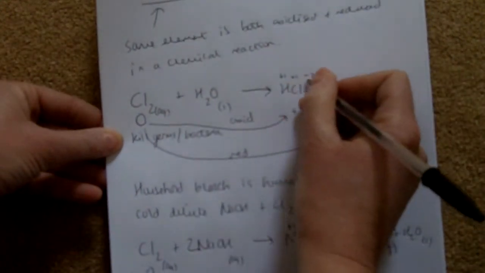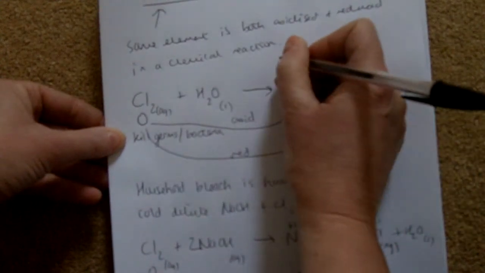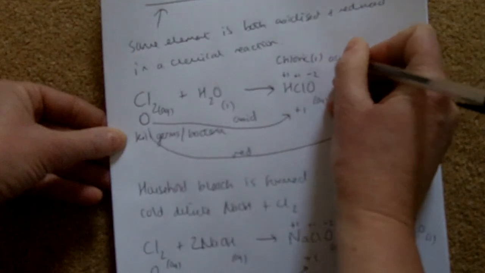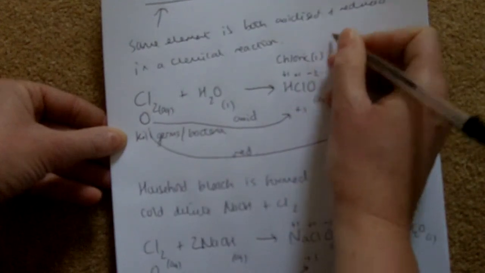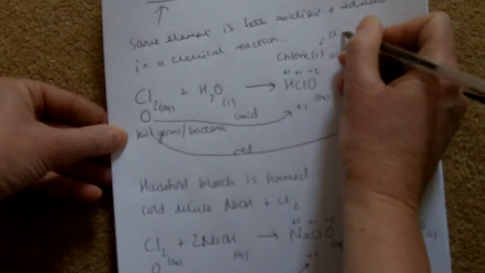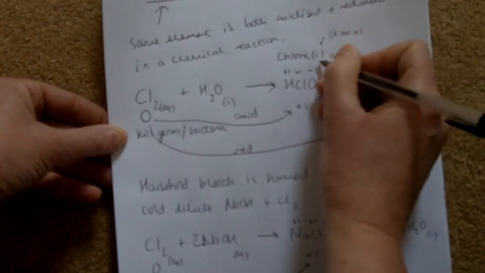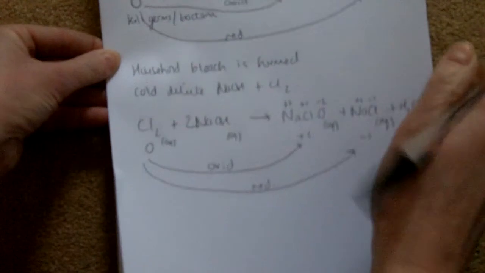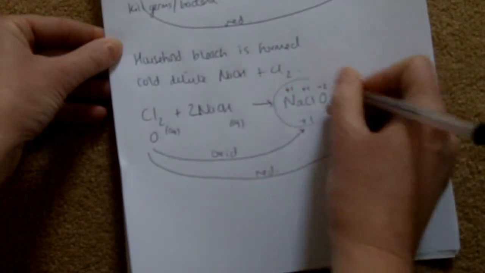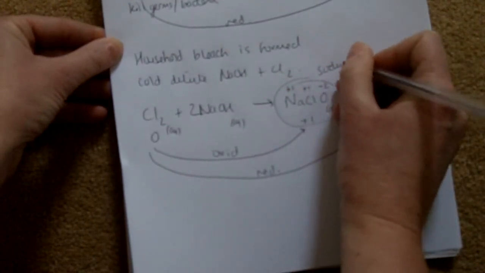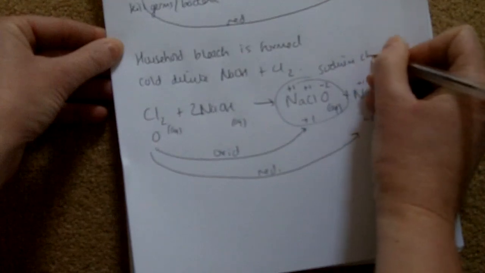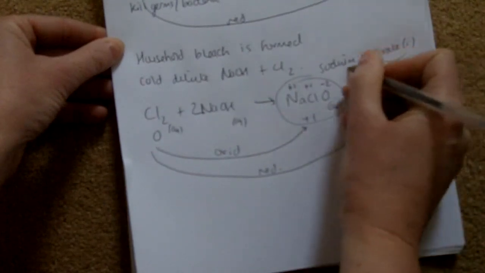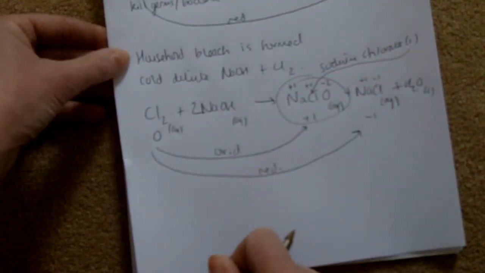Let's just put the names. This chemical here is called chloric(I) acid, and the 1 means that chlorine is in the oxidation state +1. And this chemical here is called sodium chlorate(I), again because the chlorine is in oxidation state +1.